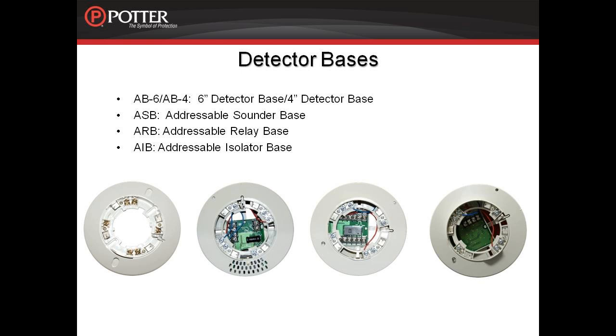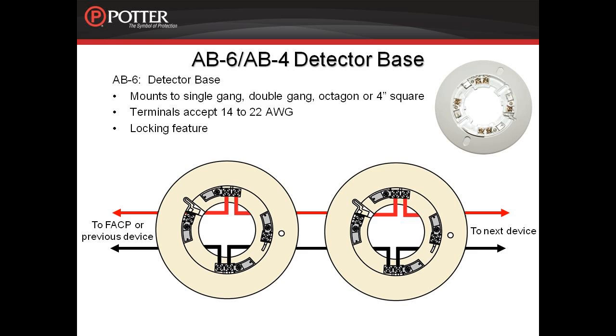We will cover a few details and features of each of these bases, starting with the most common, the AB6 or 6-inch analog base. The AB6 is the standard base used for mounting the detector head to an electrical back box. The terminals are marked S positive or S minus for easy installation and quick connection of the SLC wires.